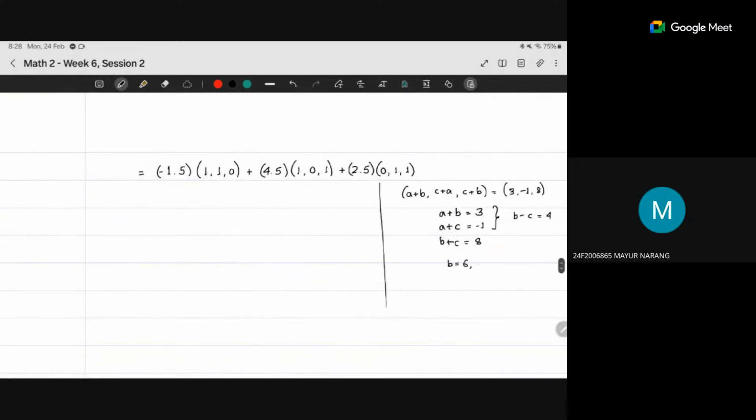This gives me B is equal to 6, C is equal to 2, and A is equal to whatever is remaining: -3. Next. So this is just solving a system of equations, which is covered in weeks 1 to 4. This is why I didn't go into doing it, because if I keep doing the same things from previous weeks, then we'll not be able to cover the content.